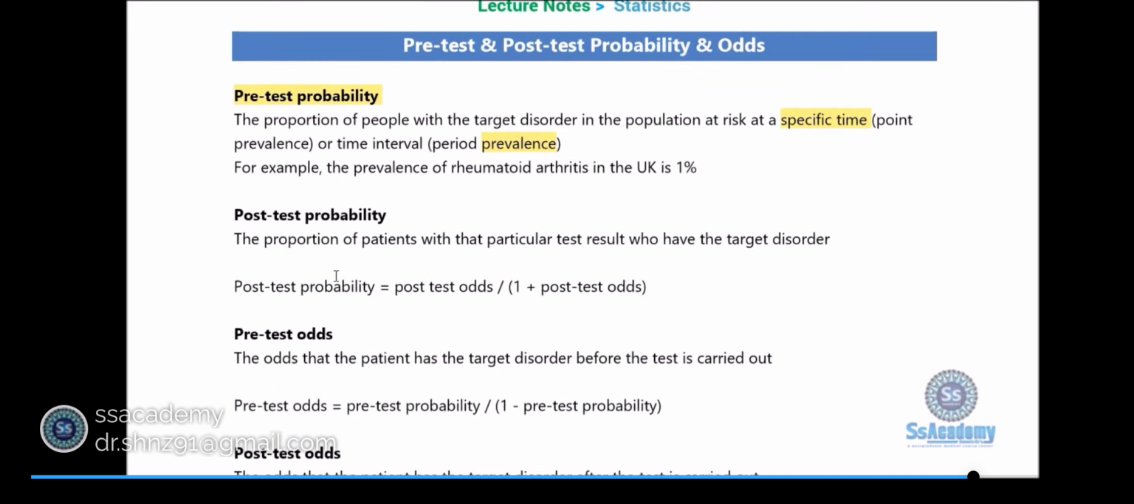Post-test probability is the proportion of patients with a particular test result who have the target disorder. So post-test probability equals post-test odds divided by 1 plus post-test odds.